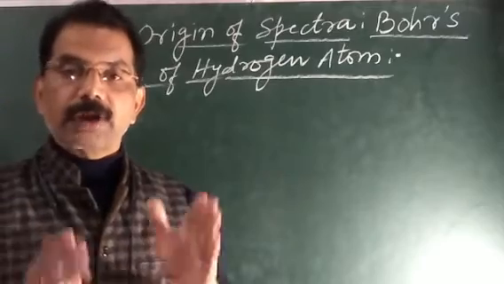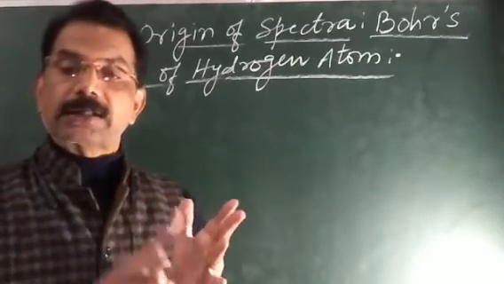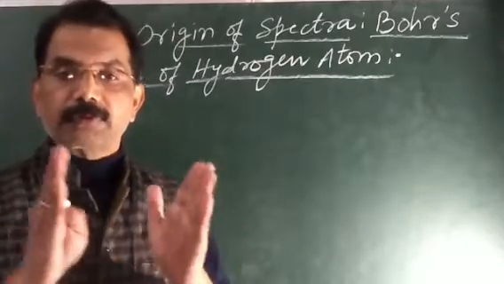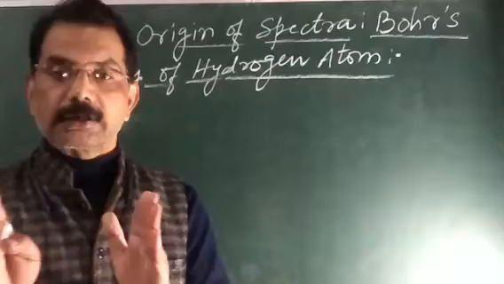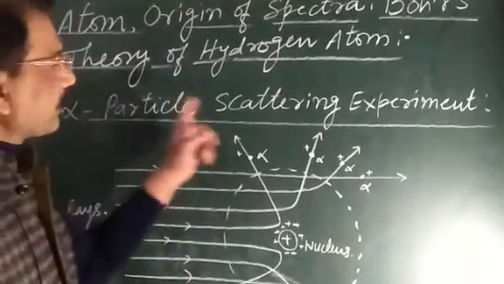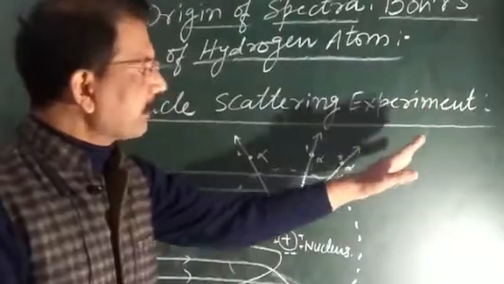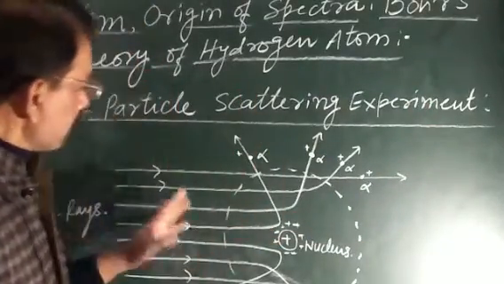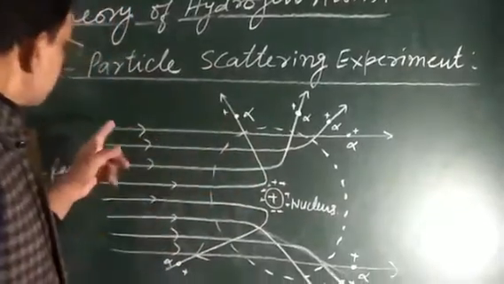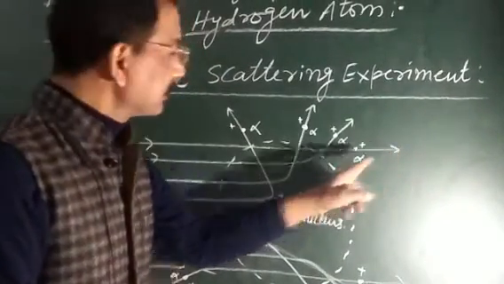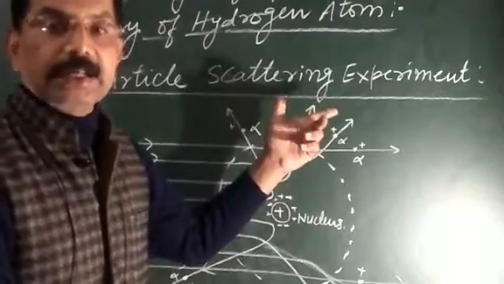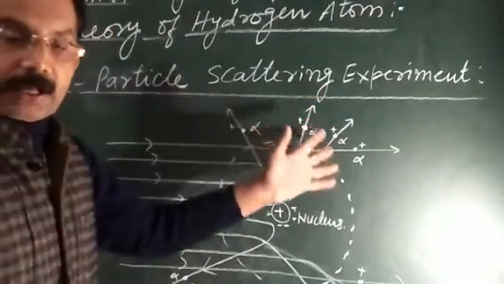Meanwhile, Rutherford and his co-workers did the alpha particle scattering experiment, and on the basis of it Rutherford gave a new structure of the atom, which is accepted till today. When a high energetic alpha particle is bombarded on gold foil, some alpha particles go without any deviation, some are deflected at a small angle, some are deflected at 90 degrees or more, and some come back along the same path.